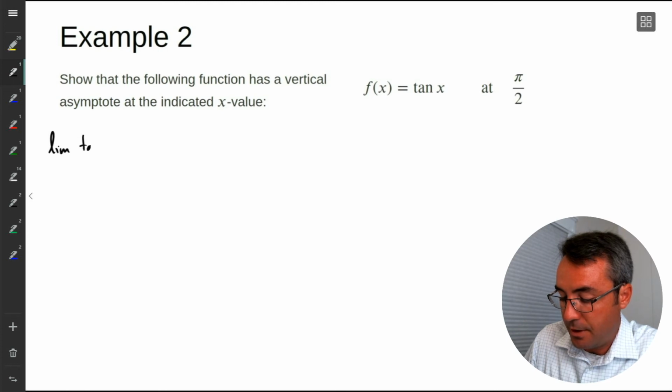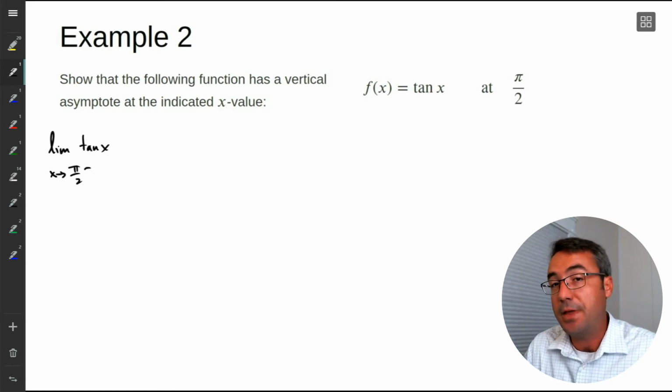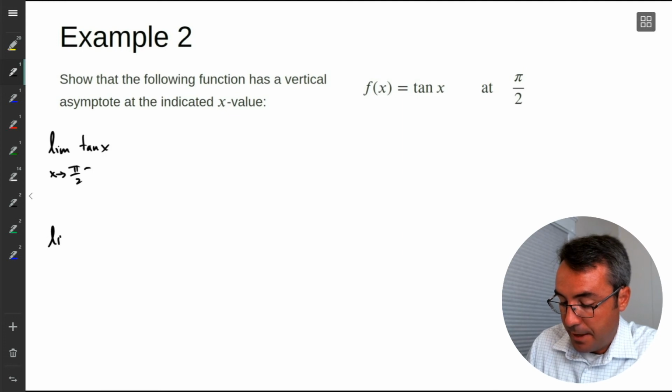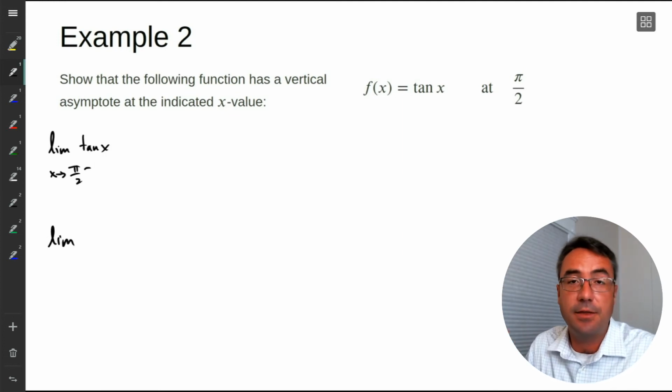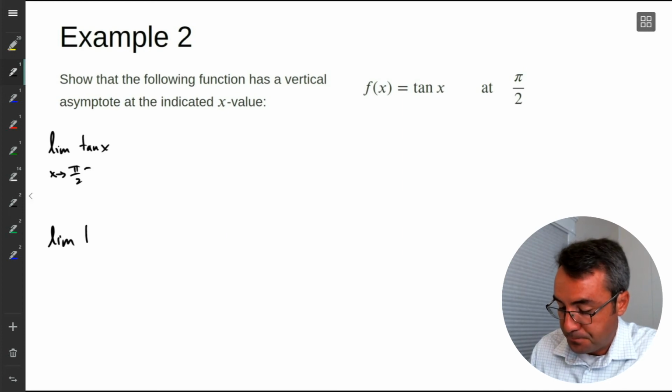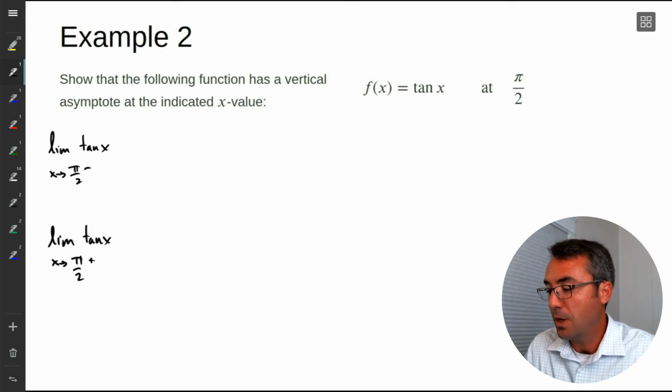We want to do the limit of tan x as x approaches pi over 2 from the left. Show that that's potentially positive infinity or minus infinity. And just for the practice, it's good to do both the left and the right. But we only need one of them for us to actually have a vertical asymptote. But just for the practice, we'll also do the right side limit. So x approaches pi over 2 from the right. All right.